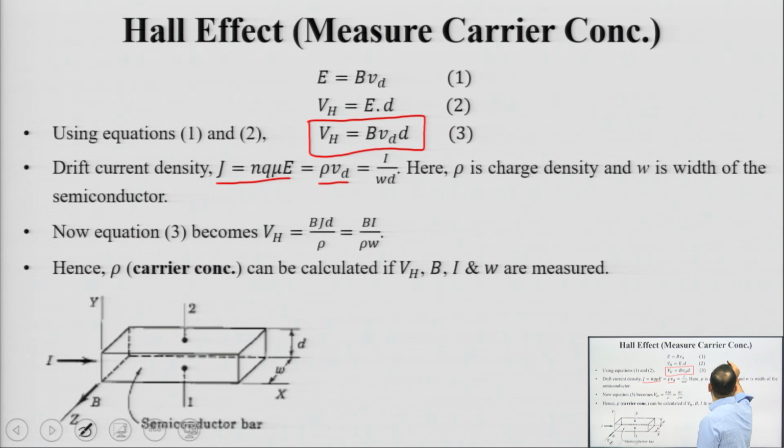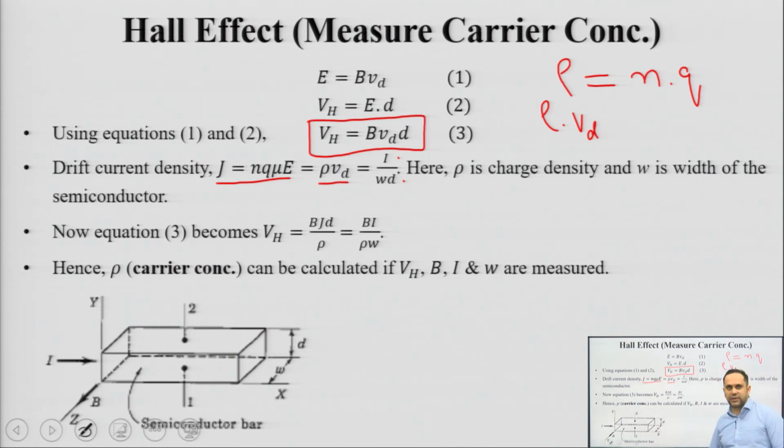Okay. So, charge density rho is defined as N dot Q. This is known as charge density, coulomb per cubic centimeter. Okay. N is the carrier concentration, Q is the charge. So, total charge density is N dot Q, right. Current density is also defined as current per unit area. If I is the current flowing and area is width times thickness. So, I can say that this rho dot Vd, which is my drift current density, is equal to current per unit area.